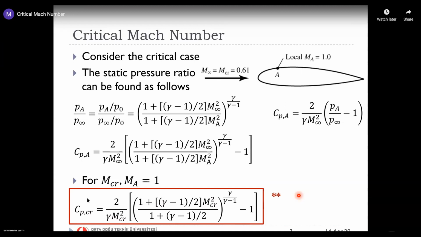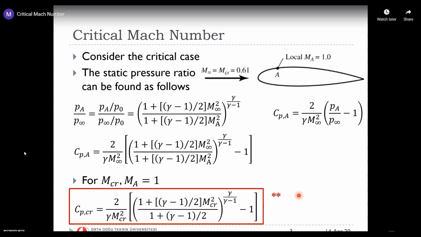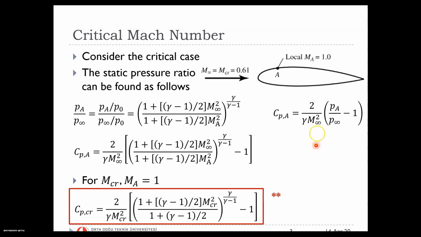Good question. Let's continue. We can obtain a first estimation of the critical Mach number. Let's consider the critical case where we have some 0.61 Mach number and the local Mach number at point A is 1. Let's try to obtain the static pressure ratio between point A and the free stream, which is PA over P infinity, as you can see here.